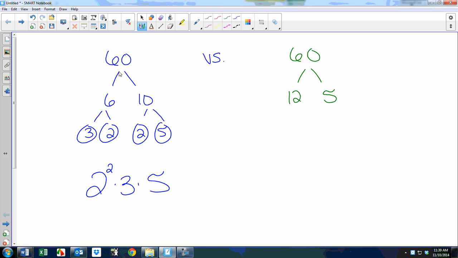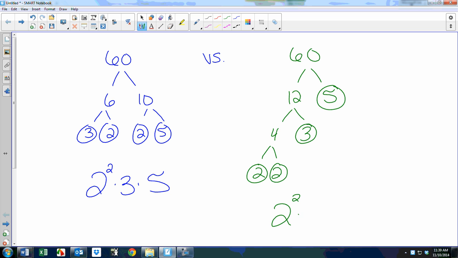With the 12 and 5, the 5 is done, but the 12 is 4 times 3. 3 is prime, but 4 is not. So I assume you kept going that way, right? But you still end up with 2 squared times 3 times 5. And that just illustrates 2 of the many ways you could factor 60.